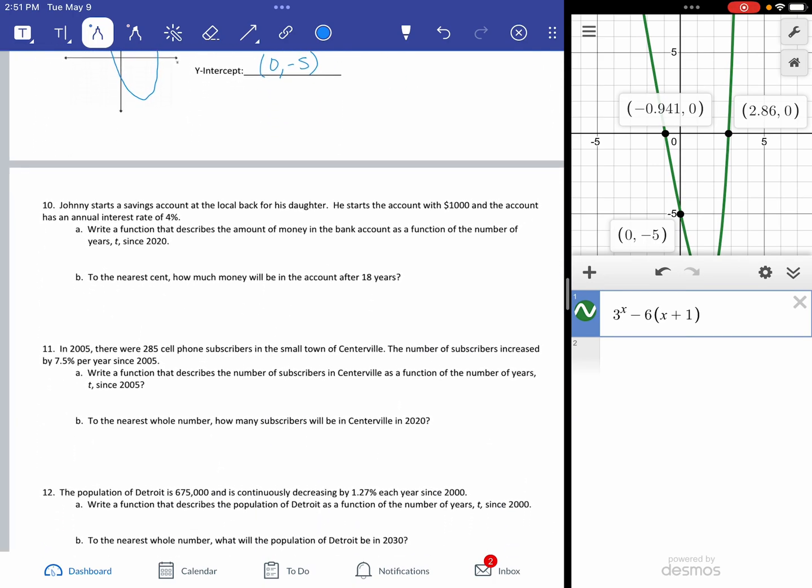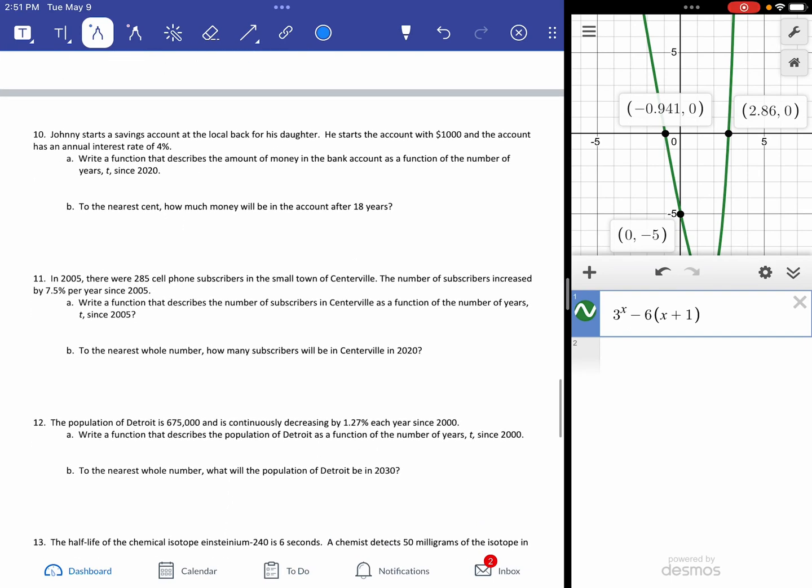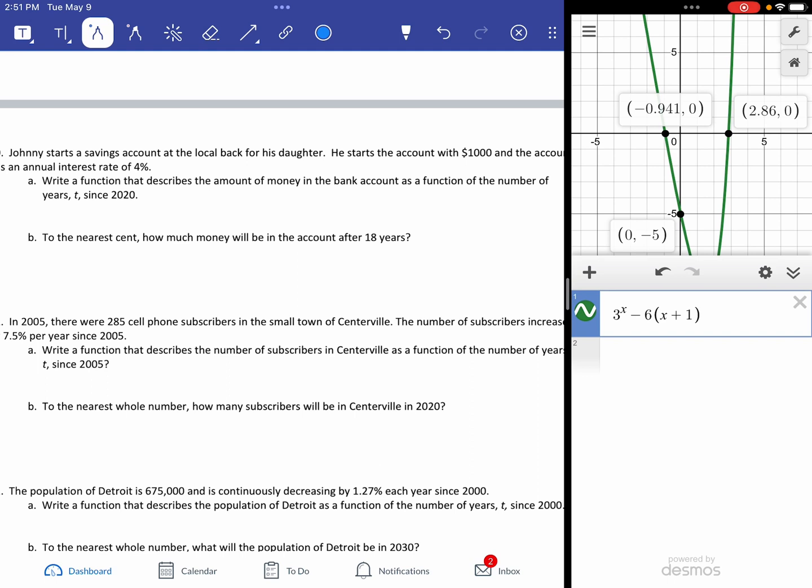Okay. Next, number 10. Johnny starts a savings account at the local bank for his daughter. Starts the account with $1,000, and the account has an annual interest rate of 4%. Okay. I'm going to write a function that describes that amount of money in terms of years. So let's do amount over time is equal to the initial value, 1,000, and then 1 plus, and turn 4% into a decimal, so 0.04, and then to the t power.